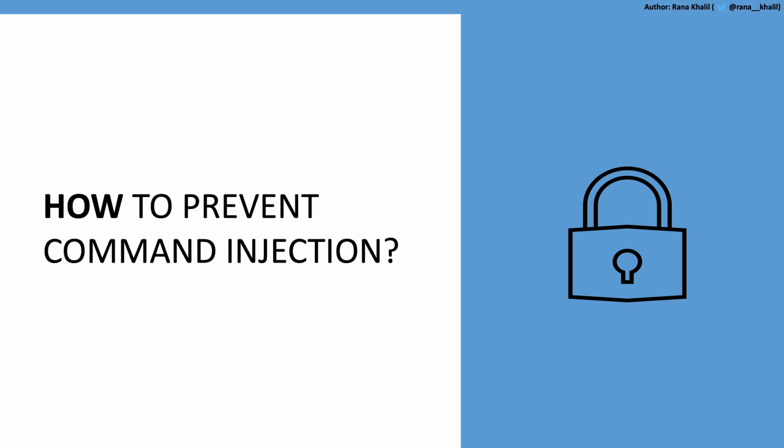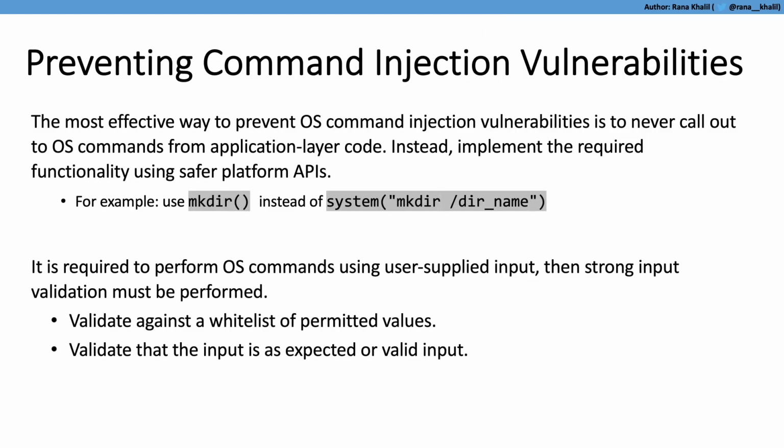Okay, so we talked about the technical details behind command injection vulnerabilities, how to find them, and then how to exploit them. Now let's talk about how to prevent command injection vulnerabilities. So the primary defense to command injection vulnerabilities is to avoid calling OS commands directly. As an alternative, what you could do is use built-in library functions that only perform the specific task you intended for them to perform and cannot be manipulated to perform other tasks.